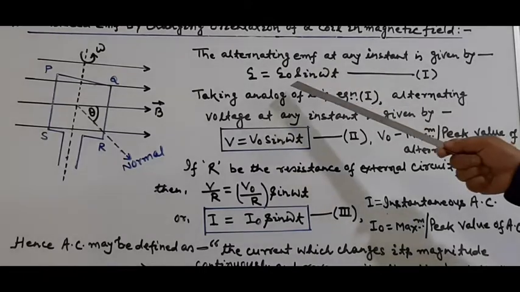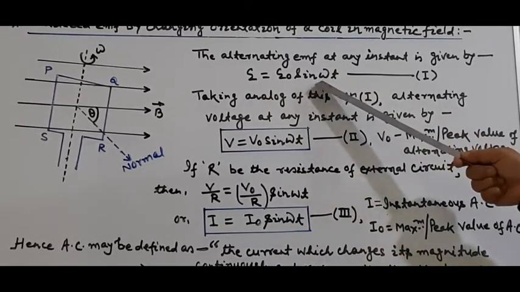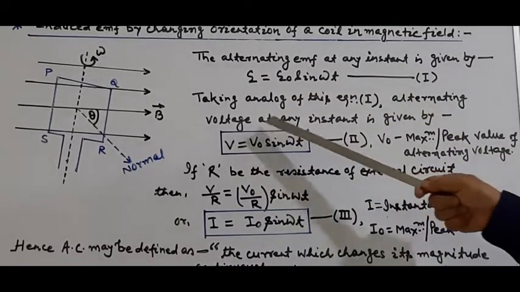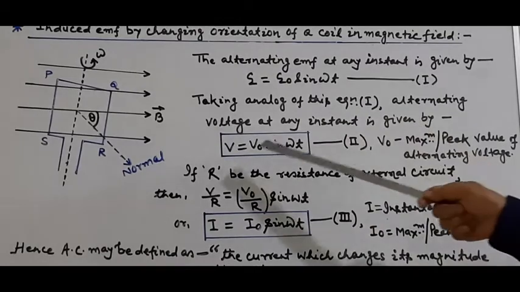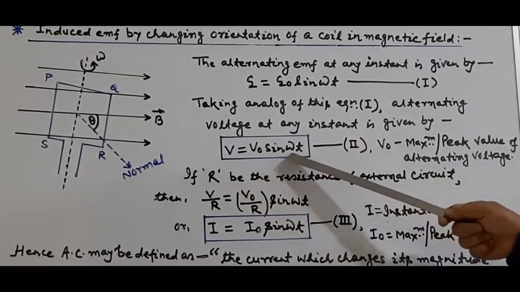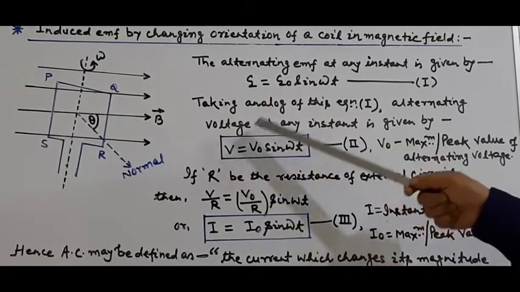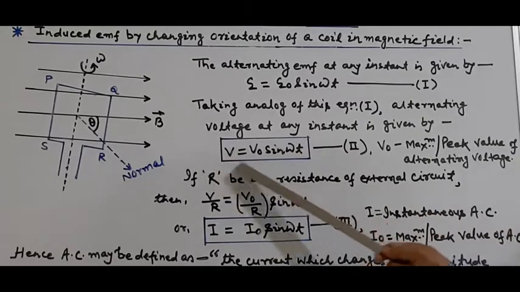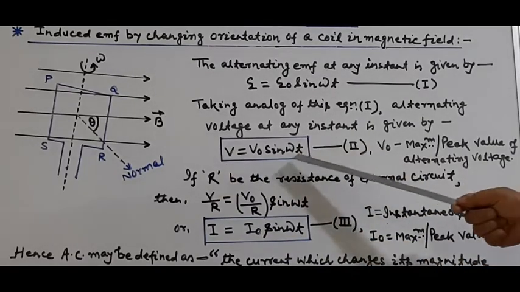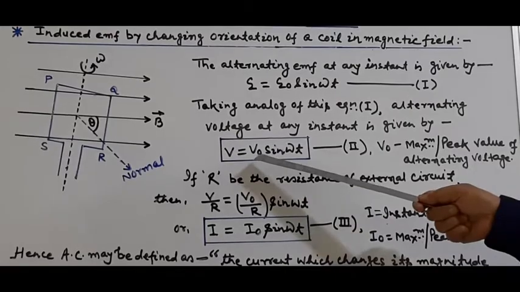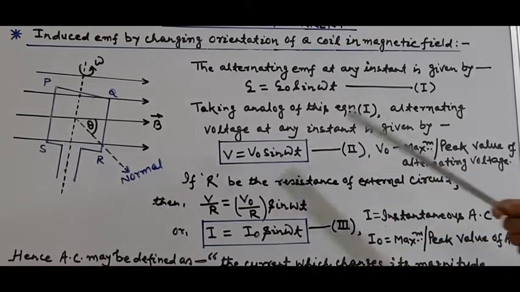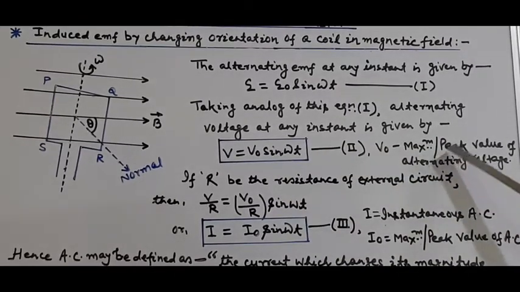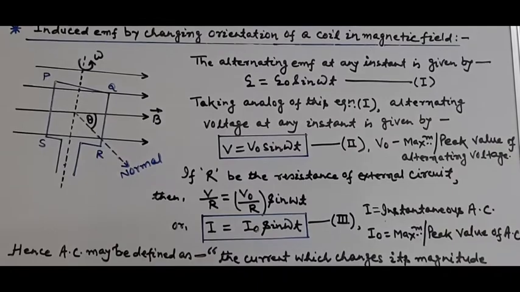Taking the analog of this equation, the alternating voltage at any instant is given by this relation: V is equal to V naught sin omega t, because in place of E, V, and in place of E naught, V naught, then sin omega t. This relation gives the value of the instantaneous voltage at any instant of time, that is the alternating voltage. So V naught is called the maximum or peak value of the alternating voltage.